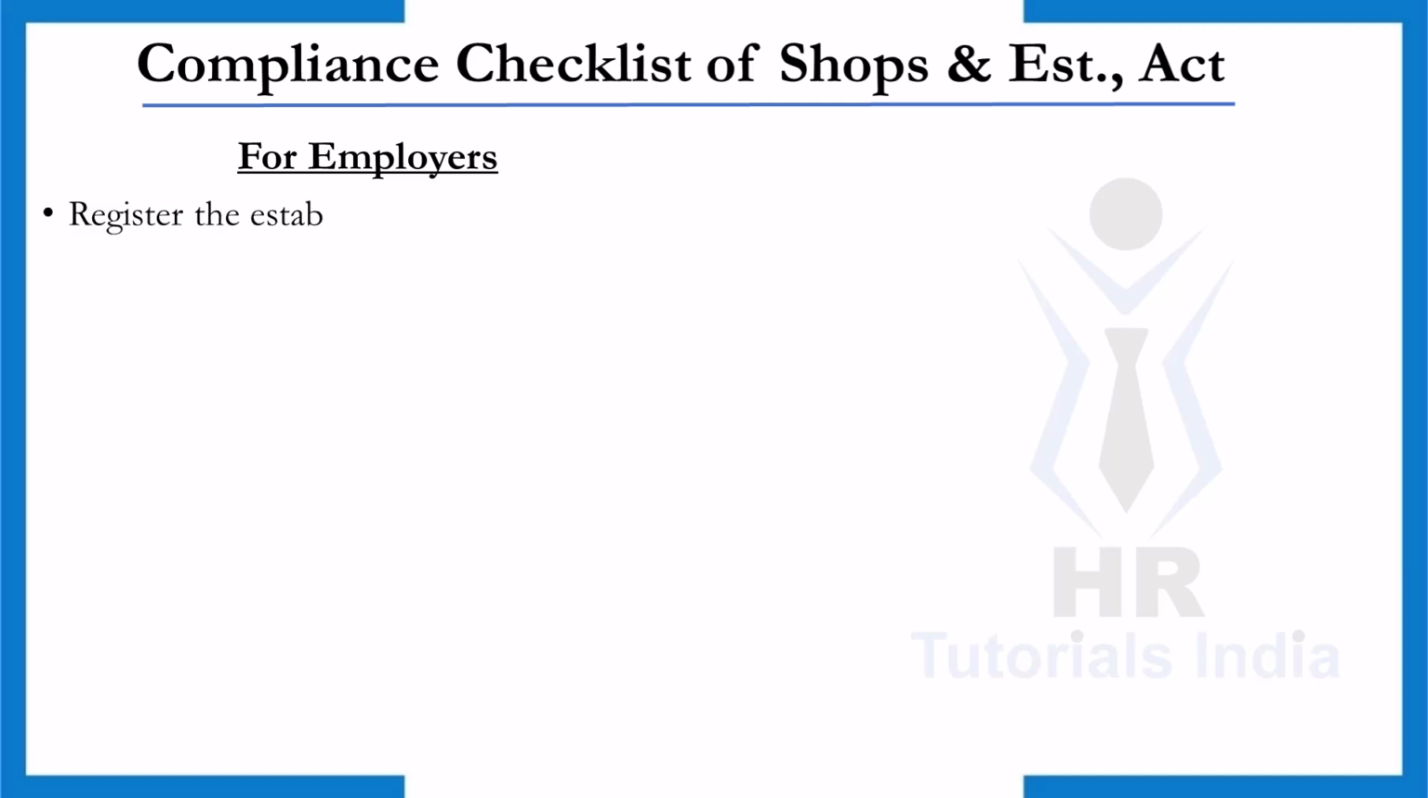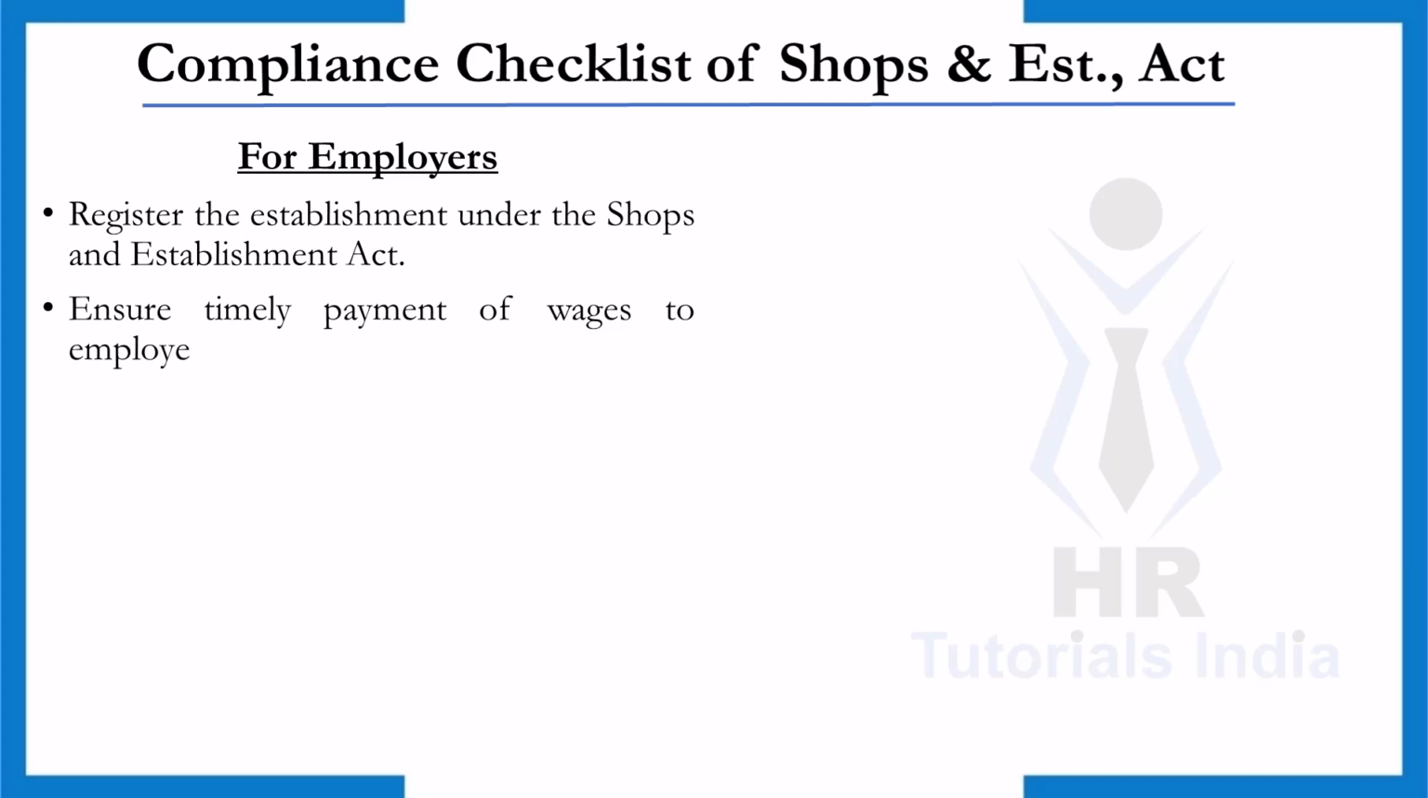For employers, register the establishment. The first step is to ensure that your establishment is registered under the Shops and Establishment Act. This registration is crucial for legal recognition and compliance. Timely payment of wages. Employers must ensure that wages are paid on time. This not only adheres to legal requirements but also promotes trust and satisfaction among employees.